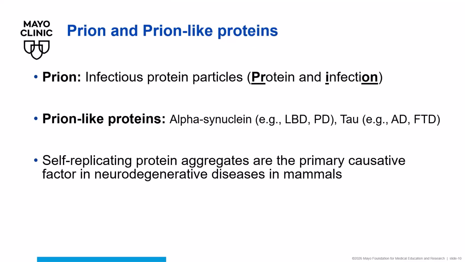So I'm going to talk a little more specifically about prion proteins or prion-like proteins. Prion proteins are infectious protein particles, so they're proteinaceous. And then there's a subcategory we'll talk about at the end of the talk that are prion-like proteins, so alpha-synuclein, tau. In general, these are self-replicating protein aggregates that are the primary causative factor in neurodegenerative diseases in mammals. And we'll talk a little bit more about what a self-replicating protein is, how that works.